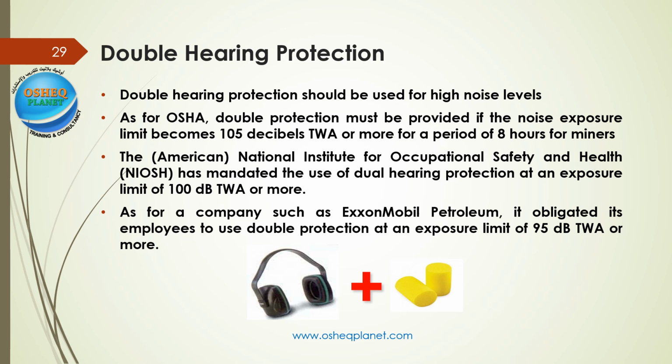As for a company such as ExxonMobil Petroleum, it obligated its employees to use double protection at an exposure limit of 95 decibel TWA or more. From the foregoing, the authorities entrusted with occupational health and safety converge with each other when determining the levels at which workers must use double protection. Other parties have reduced the exposure limit that requires double protection to less than 100 decibel TWA for a period of 8 hours. So, the wisdom of that is to provide protection for workers when the level of exposure rises in general.